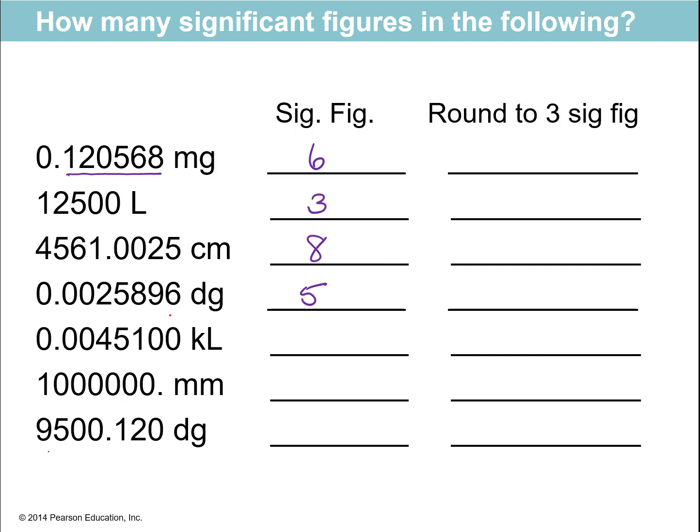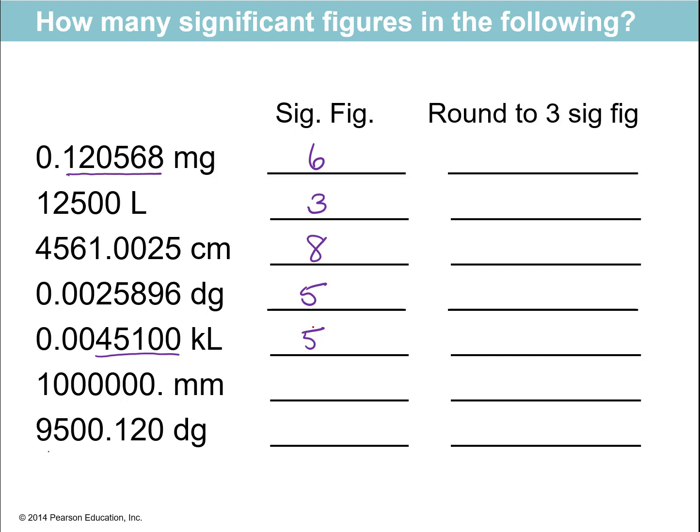So what about this one? 5 as well, okay? The 4, 5, 1 count, and then those zeros at the end are significant because there's a decimal place. The ones out front don't count. Those are never significant.